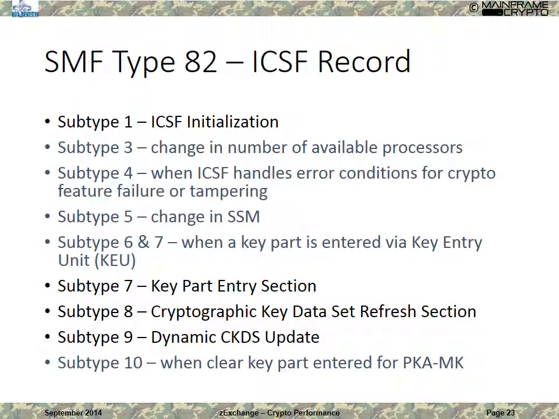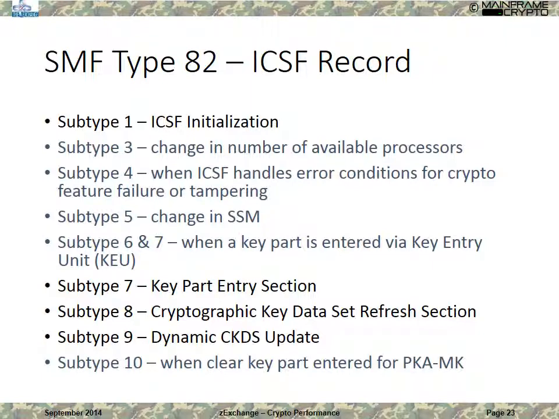Shift gears a little bit. Talk about the SMF data that's available. The Type 82 record is generated by ICSF. You'll notice that some of these are grayed out. The grayed out items are associated with the CCF hardware, which is very old.